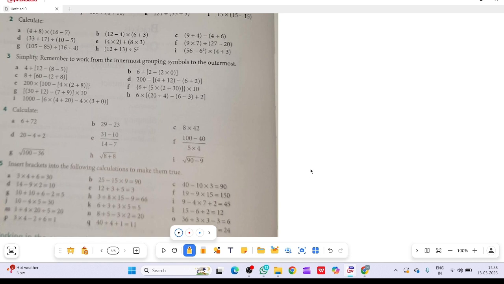In question 1, there was only one bracket. Now in question 2, there are two brackets. Right? So let us start. a is 4 plus 8 multiplied by 16 minus 7. So 4 plus 8 is 12, multiplied by 16 minus 7, which is 9. And 12 nines are 108.